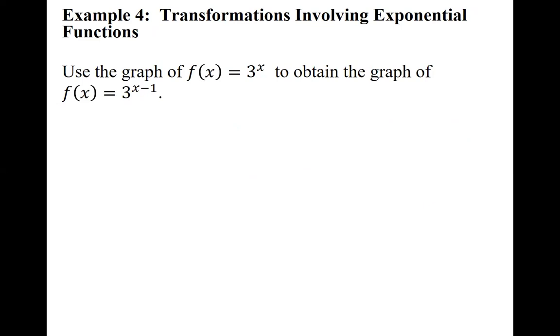So let's use the graph of f of x equals 3 to the x to obtain the graph of f of x equals 3 to the x minus 1, where the x minus 1 is all the exponent. Well, if we're just subtracting from the x, that's a left or a right movement. Subtraction is not going in the negative direction. It's actually going in the positive direction. Minus 1 is right 1.